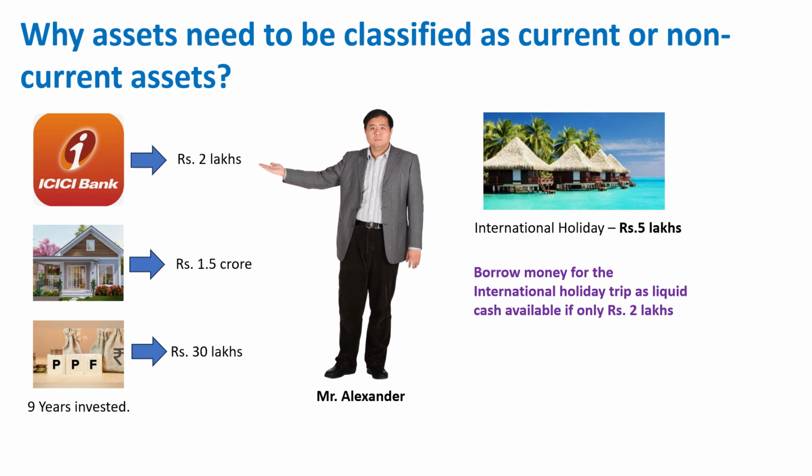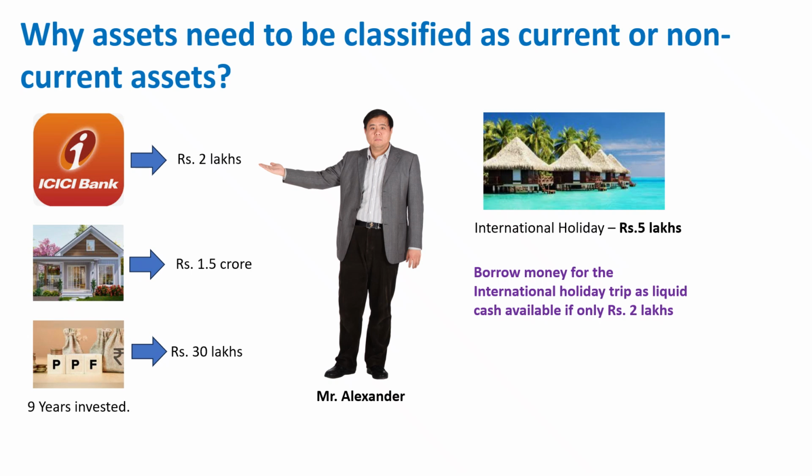So in this example, what we understood is that even though he is holding assets of 1.82 crores, the amount he can use for his operating or day-to-day expenses is only rupees 2 lakhs. Why? Because that is the liquid cash he is holding. The remaining two, 1.5 crore, which is immovable property, as well as 30 lakhs PPF, are of no use for his current requirement, because PPF has a lock-in period, and immovable property, unless the situation is very bad, he will not sell it for operating purposes, right?